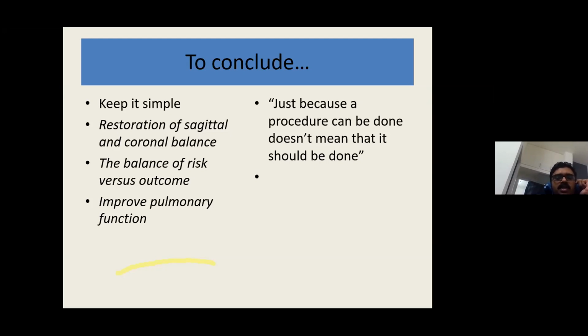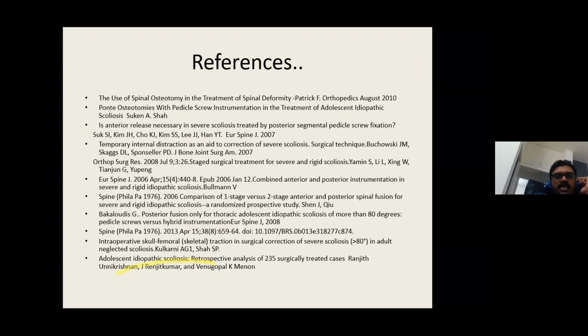The balance of risk versus the outcome. Improving pulmonary function is a very important reason why we are undertaking this surgery. Sometimes this surgery is life-saving for many of these patients. Just because a procedure can be done doesn't mean that it should be done. That is my conclusion. These are some of my references that I have used for making this presentation.